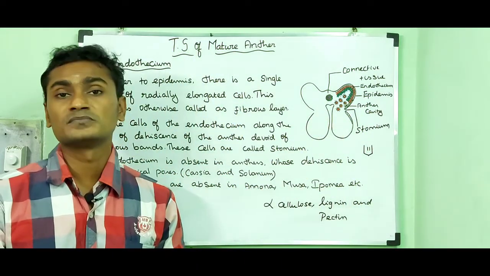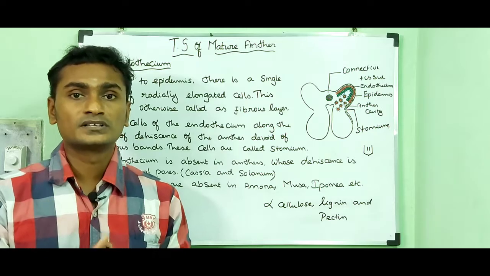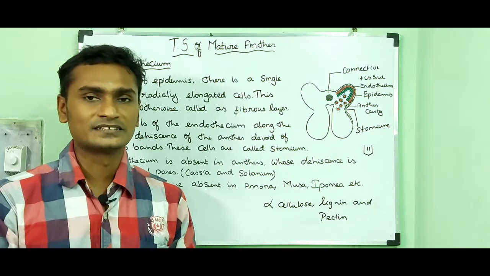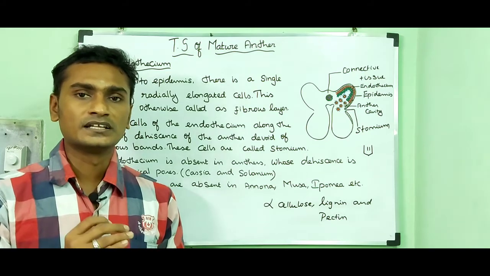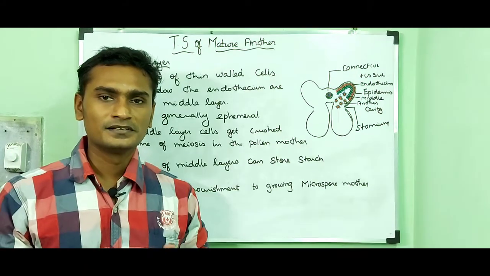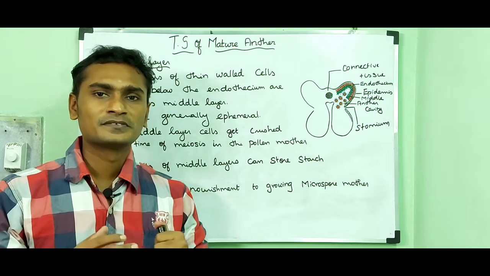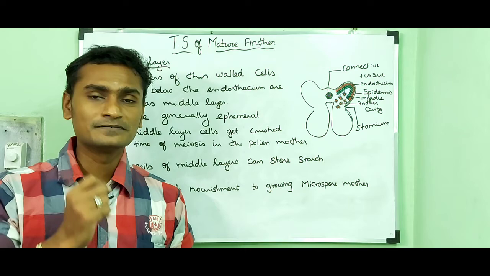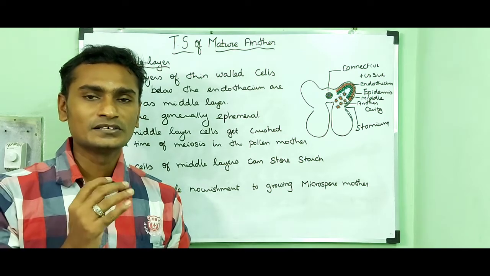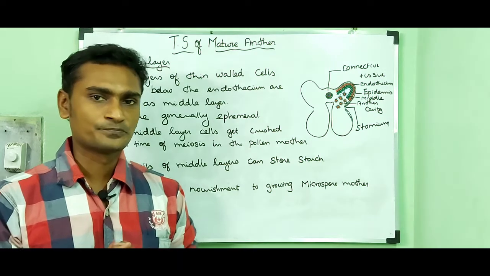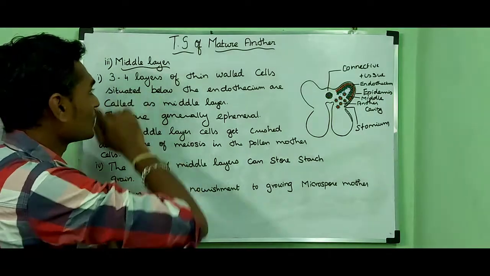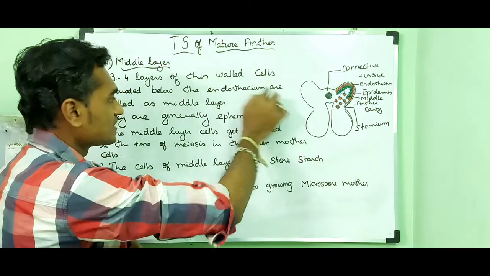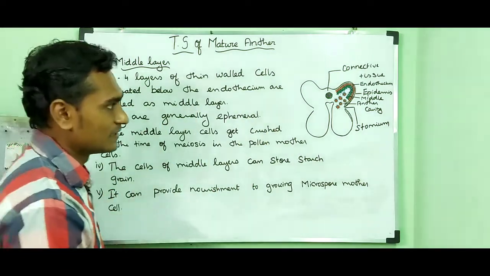So the endothelium layer is a very, very important layer which is helpful in dehiscence of the anther. So that's all about the layer endothelium. Let me tell about the middle layer. The middle layer is situated beneath the layer called endothelium. Three to four layers of thin walled cells situated below the endothelium are called the middle layer.